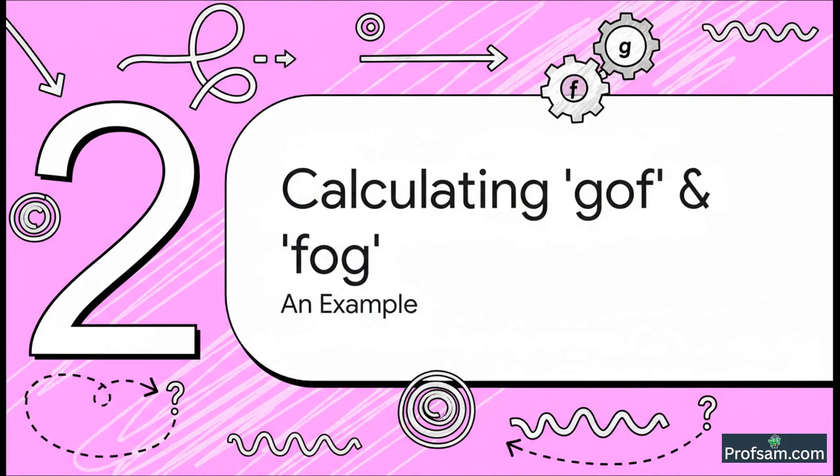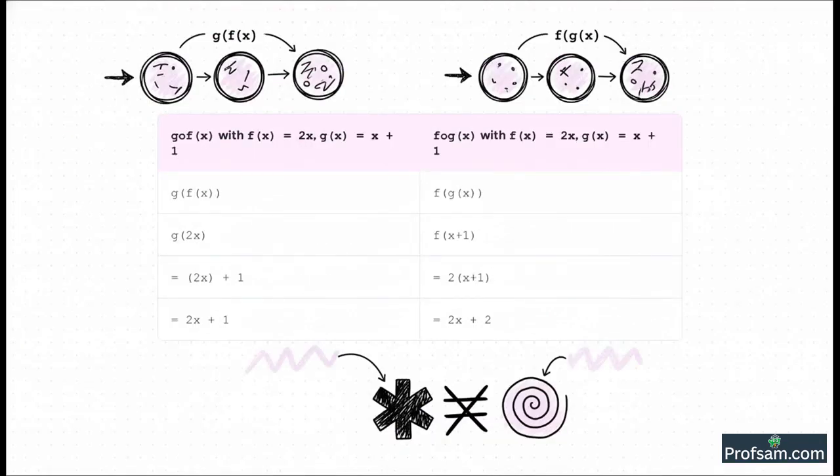You might still be thinking, does the order really matter that much? Well, let's not just talk about it. Let's prove it with a simple calculation. We're going to calculate both g∘f and f∘g using the same functions and see if they give us the same answer. What do you think will happen? Okay, let's take two very simple functions. f(x) equals 2x and g(x) equals x plus 1.